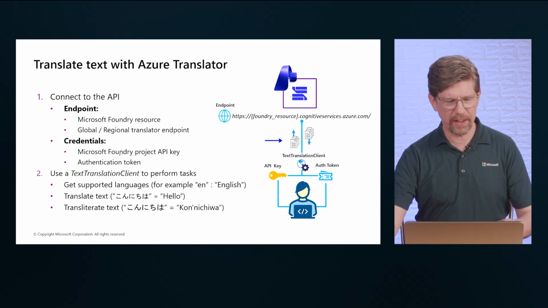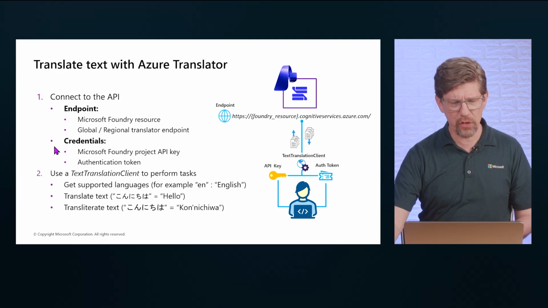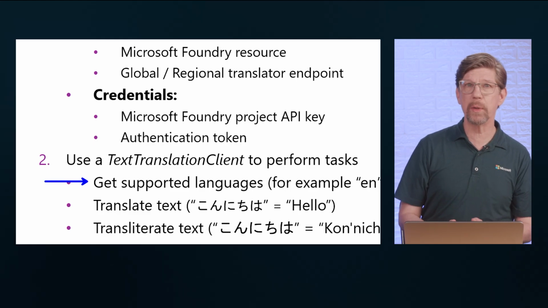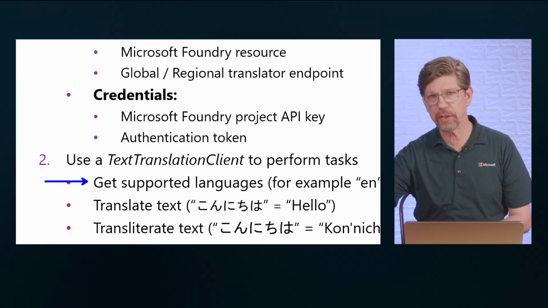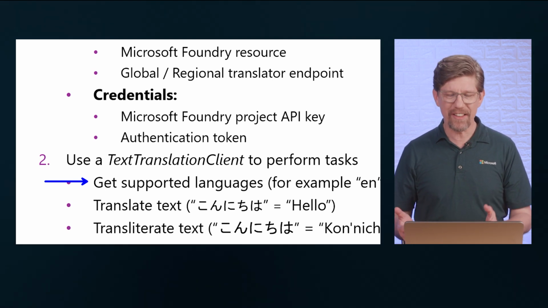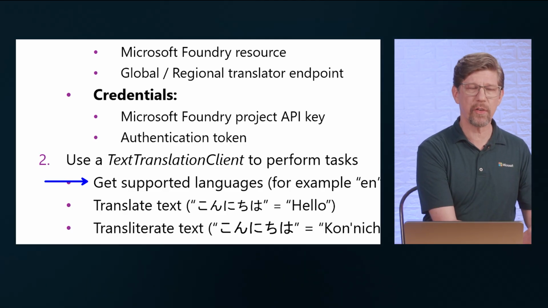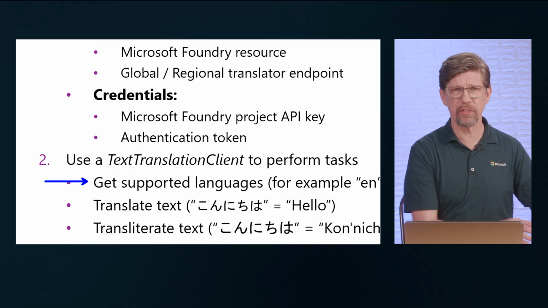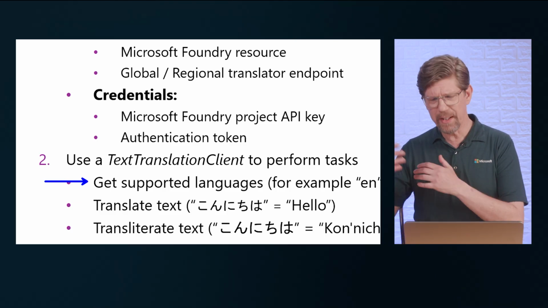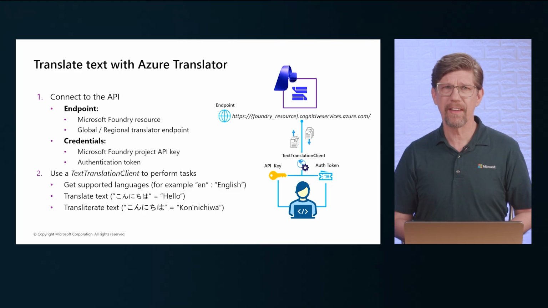Once we have that client, there are a few important tasks that we want to know about. The first one is the ability to just ask, what languages do we support? So you can call that function and get back a list of the supported languages, and typically the supported language list will be larger than if you were to use a large language model. Get the supported languages, and get back the codes and the example languages that it knows.